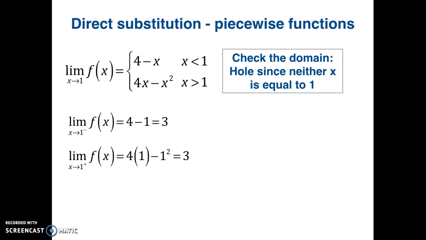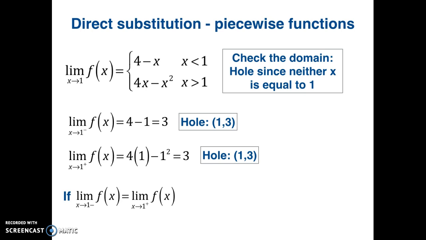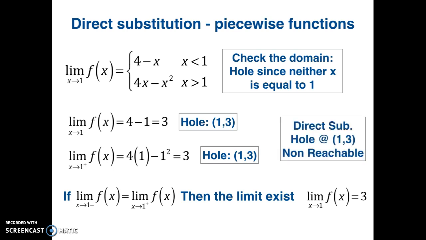When we check the domain, we realize that there's a hole since neither x value is equal to 1. So for the left side, the hole's at (1, 3), and the right side, the hole's also at (1, 3). If the limit of the left side equals the limit of the right side, then the limit exists. In this situation, the limit as x approaches 1 of f(x) is equal to 3. We use direct substitution. There is a hole at (1, 3), therefore it's a non-reachable limit.